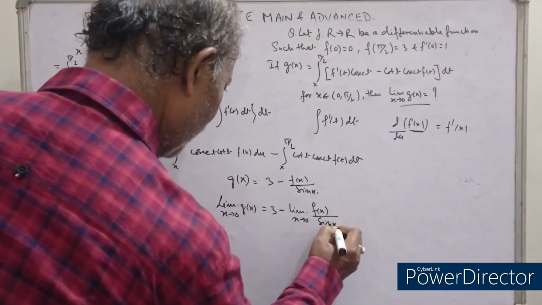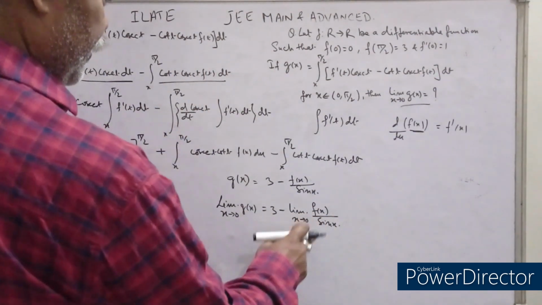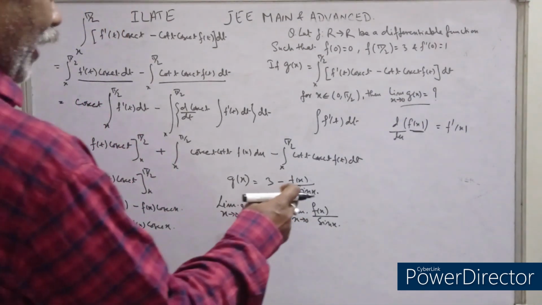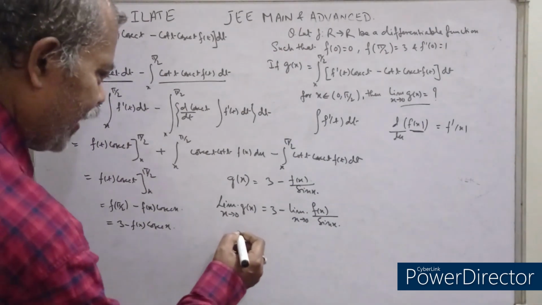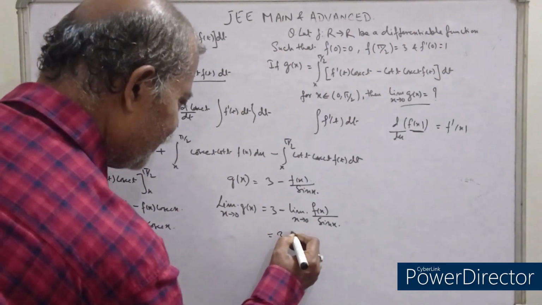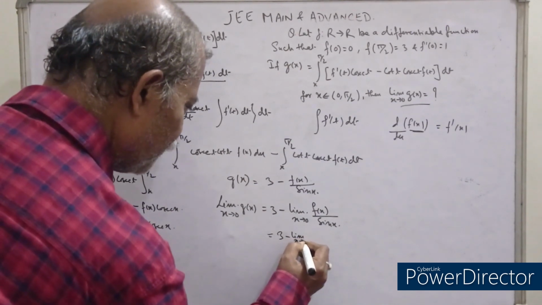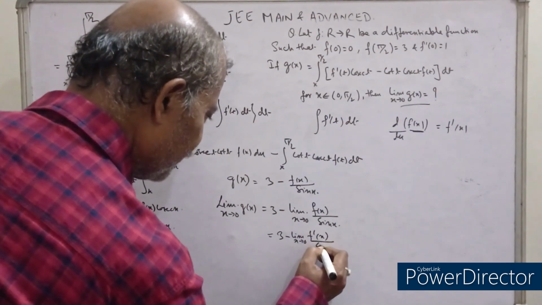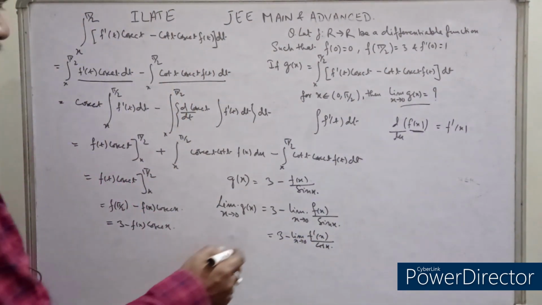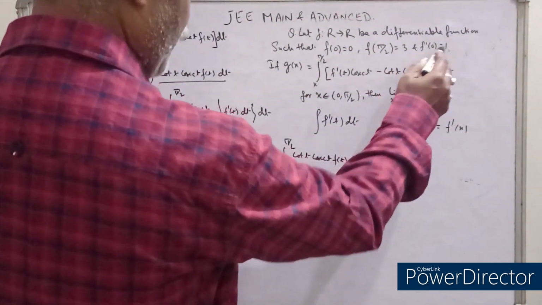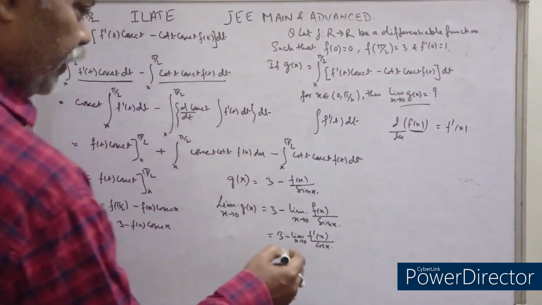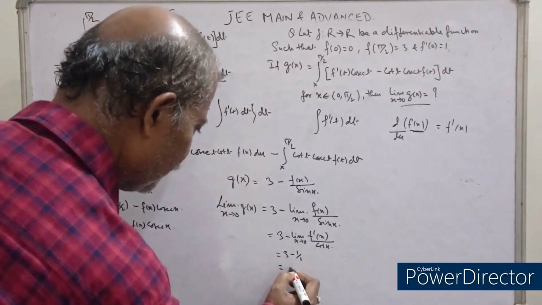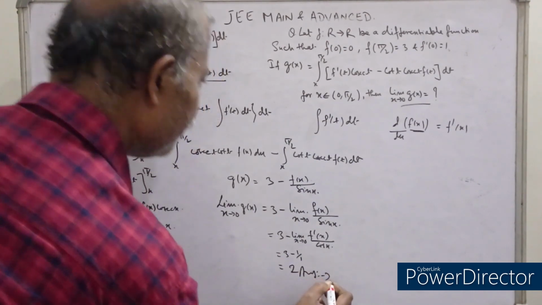Now here again this will be 0 by 0, so to remove this I am going to apply L'Hospital rule. When I apply L'Hospital rule, it is 3 minus limit x tends to 0 of f dash x over cos x, the derivative of sin x. At x equal to 0, f dash 0 is 1, and cos 0 is 1. So 3 minus 1 by 1, so 2 is your answer.